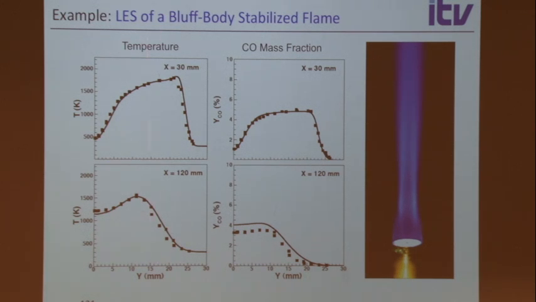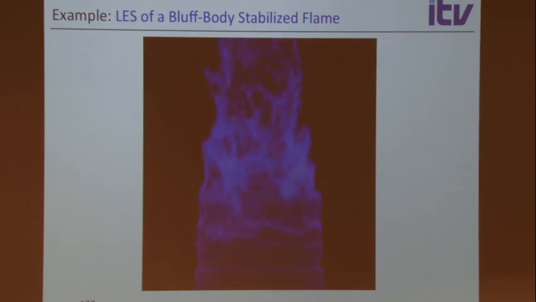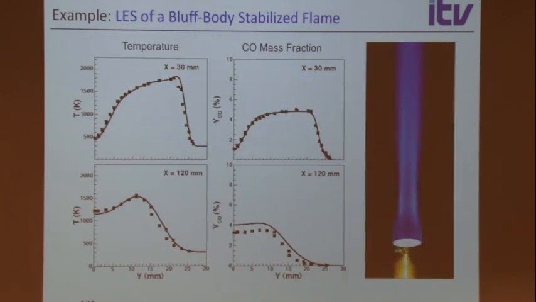So these are the temperature here on the left, CO mass fraction on the right. This is close to the nozzle, upper panels, far downstream in the lower panels, and you see with this simulation, you get everything right. So simple. And although the dynamics of this flame are very unsteady, the assumption that the flame structure in itself is in steady state is actually good enough to give you very accurate results.